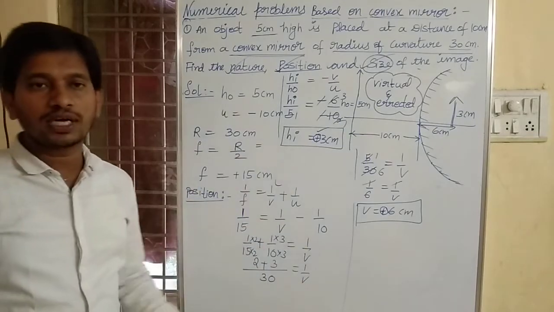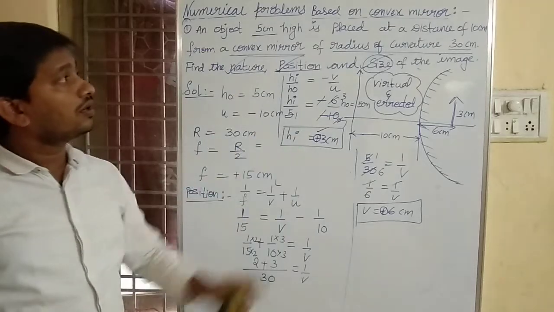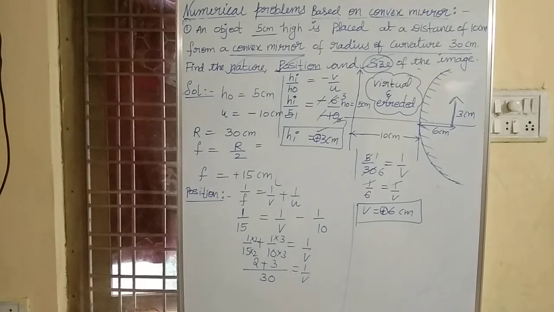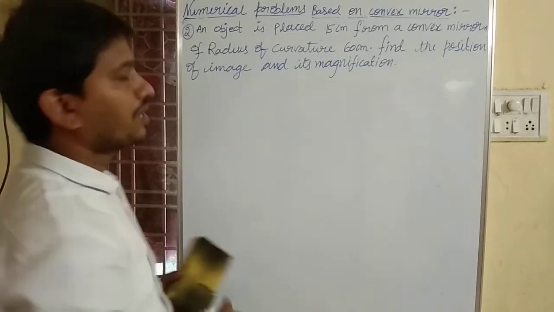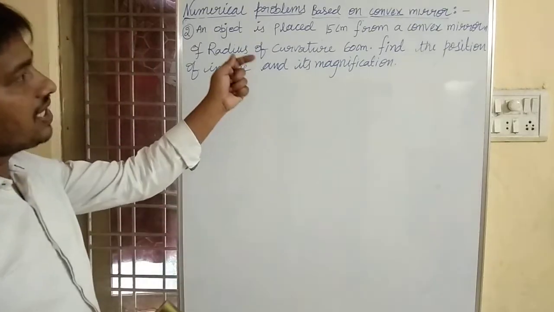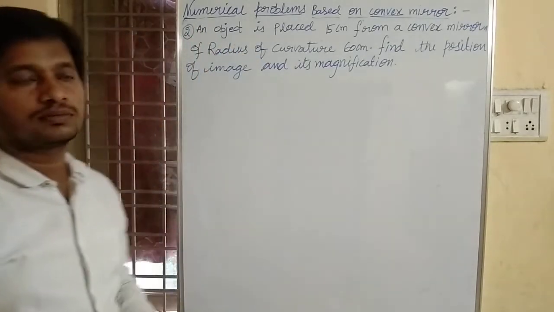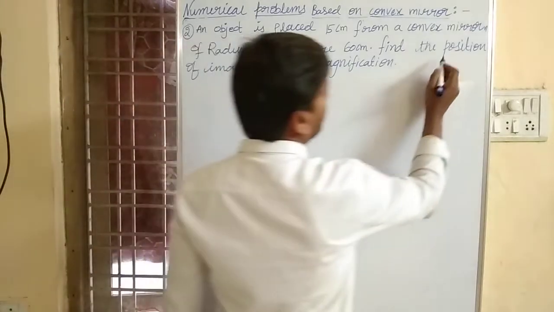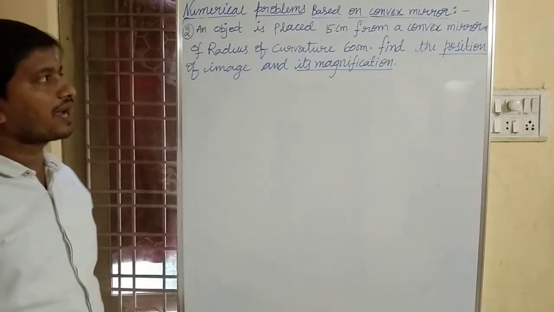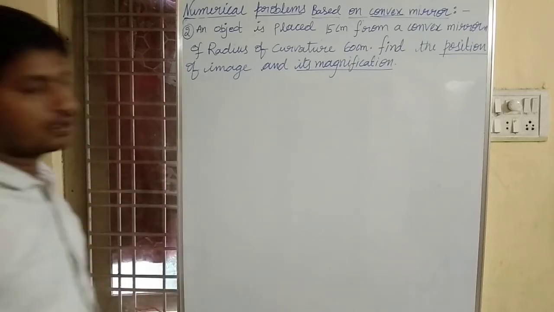Okay, let us discuss one more example so that we can clearly understand the problems based on convex mirror. Coming to the second question. An object is placed 15 cm from a convex mirror of radius of curvature 60 cm. Find the position of the image and its magnification. We have to find out the position of the image and its magnification.